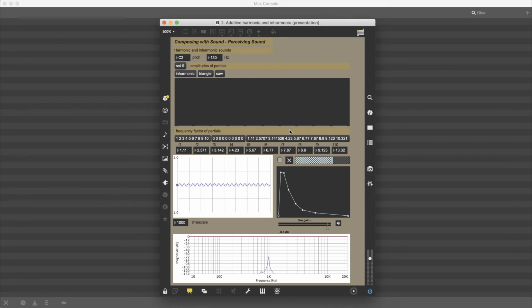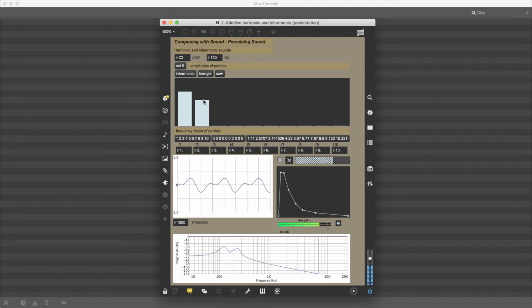Now, if I change the arrangement here so that instead of this inharmonic series of partials, I make it a harmonic series, now when I add together the fundamental with the first harmonic, there's something similar about those two tones. It just so happens that the first harmonic is an octave higher. That one is an octave higher than that one.